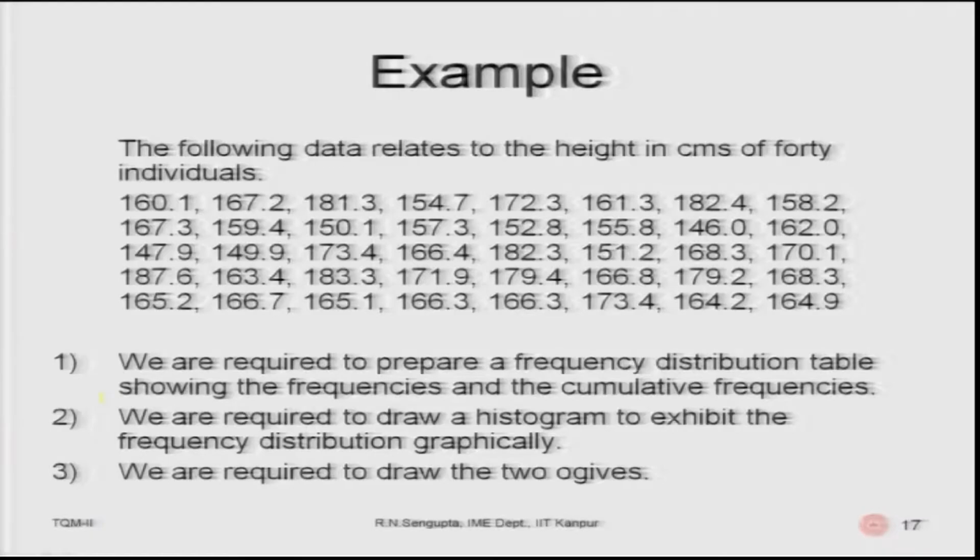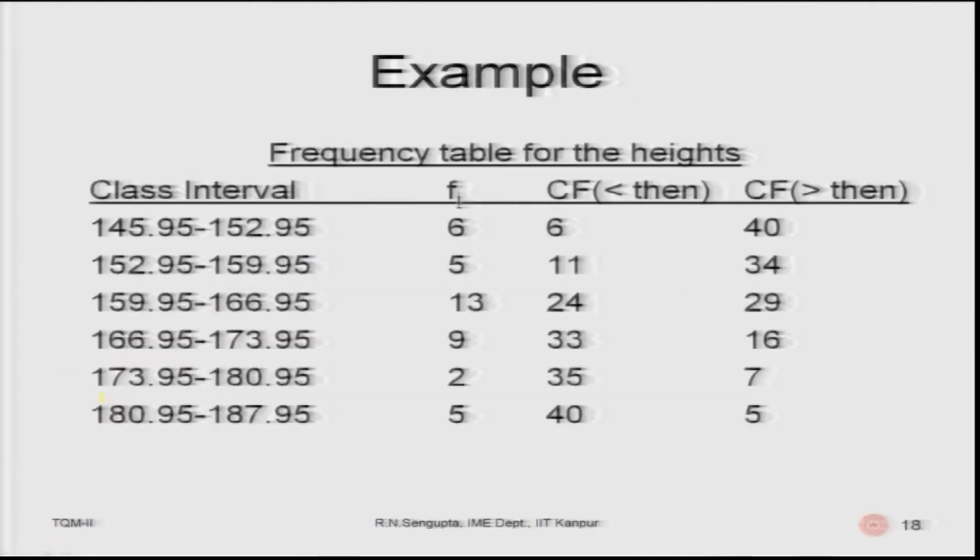The following data relates to the height in centimeters of 40 individuals, starting from 160.1 till 164.9. We are required to prepare a frequency distribution table, draw a histogram, and draw the 2 Ojive curves. I am just reading the bullet points.